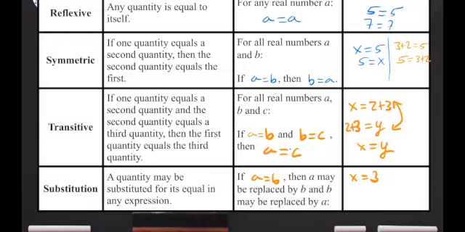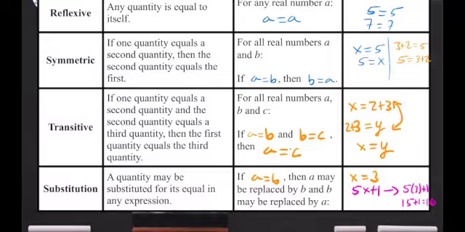An example of this is, let's say x equals 3. If we have the expression 5x plus 1, with substitution, we can now say that this is going to end up being 5 times 3 plus 1. Well, 5 times 3 is 15, plus 1 gives us 16.